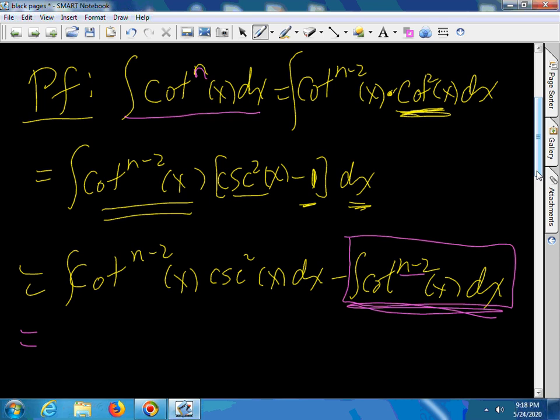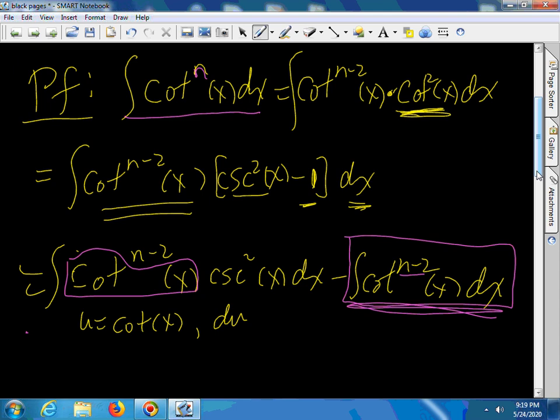Now, let us do two things. One, just want to move that integral sign over a little bit, and let us look at just that. Let's formally write down the u substitution. If I let u equal the cotangent of x, what would du be? The answer is it would be negative cosecant squared of x dx.